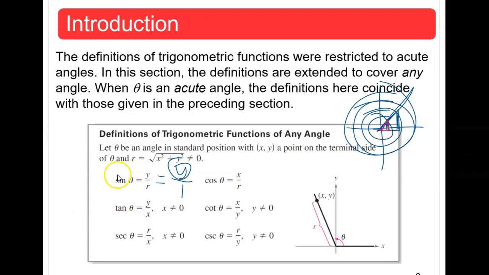So we have the sine of theta equals the ratio of y over r. Cosine of theta is x over r. Tangent of theta is y over x. Cotangent of theta is x over y.